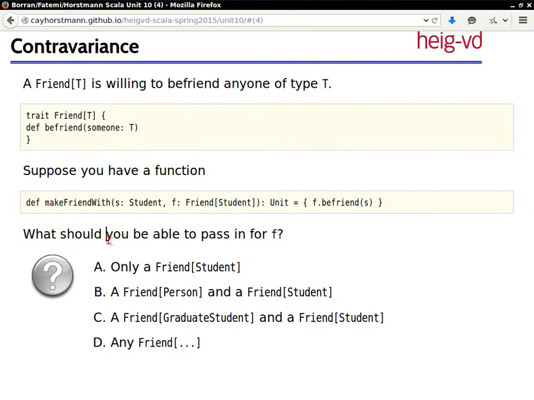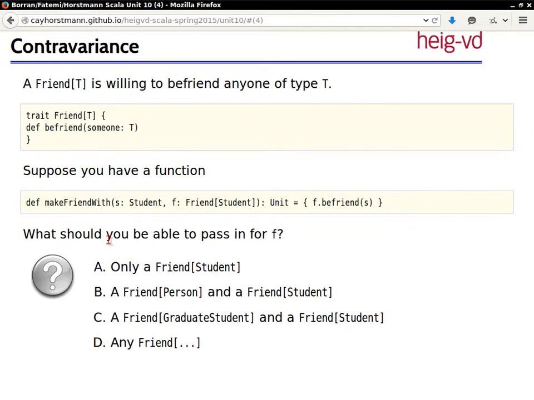So the point that I want to make is sometimes it's very reasonable for the generic types to vary in the same direction as the type parameter. Sometimes it's reasonable for them to vary in the opposite direction. Both of those phenomena are legitimate. Both of them can happen. For collections, it generally makes sense to vary in the same direction. For these kinds of things that consume things, it generally makes sense to vary in the opposite direction.